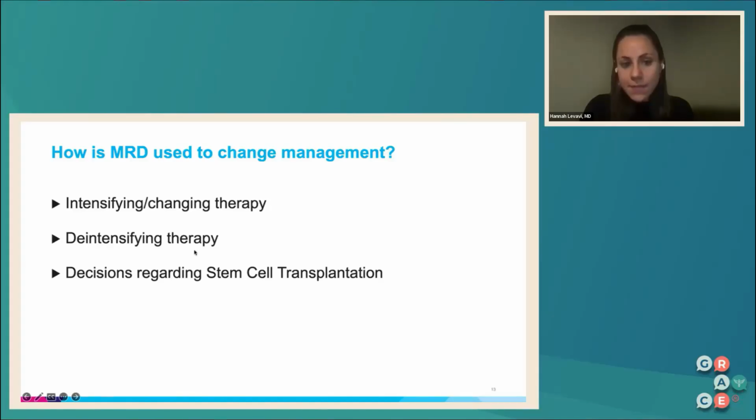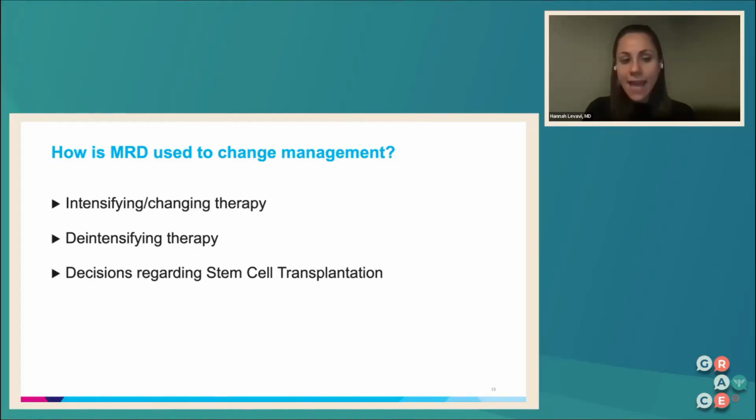On the contrary, sometimes it's a reason to de-intensify therapy. If you achieve rapid MRD negativity, again, depending on you, depending on the disease, depending on the time point in the disease, it might be an indication that you might not need as intensive therapy as you were planned to receive.